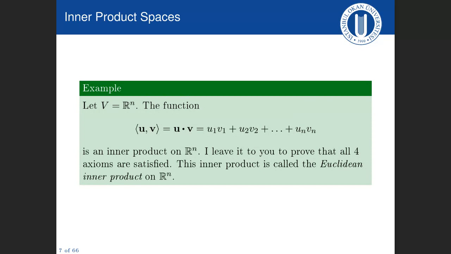For example, let V be R to the power n, and define a function like this. A function of u and v is going to be u dot v. So in other words, it's going to be u1 v1 plus u2 v2 plus, and then keep going because we've got n coordinates, and finish at un vn. I'm claiming this function is an inner product on Rn, but I'm going to leave that for you to prove. You need to prove that all 4 axioms are satisfied for this function. This inner product, this dot product, is called the Euclidean inner product on Rn.